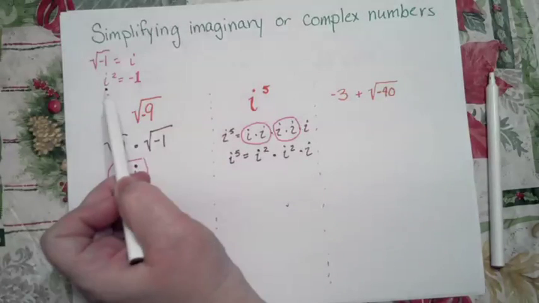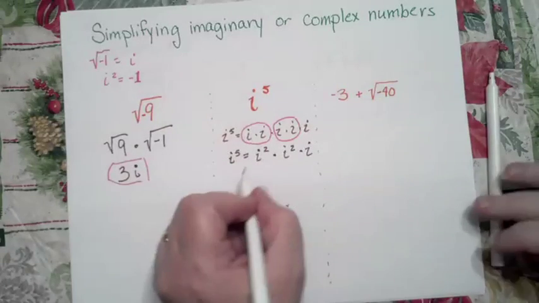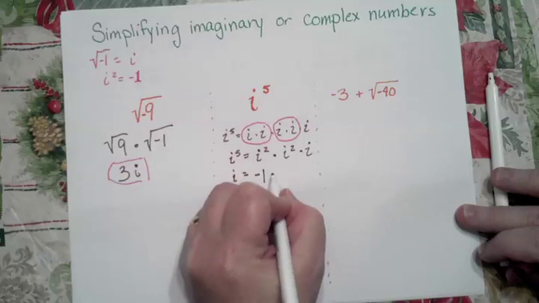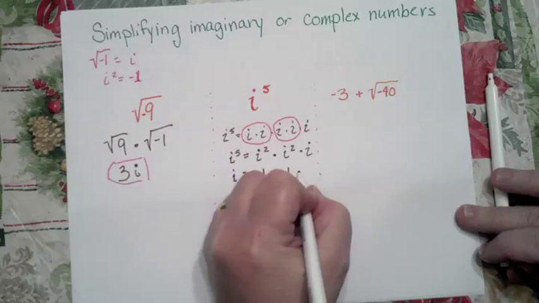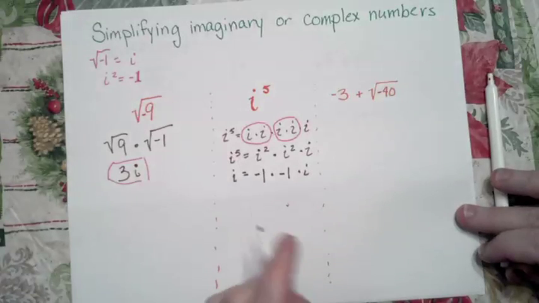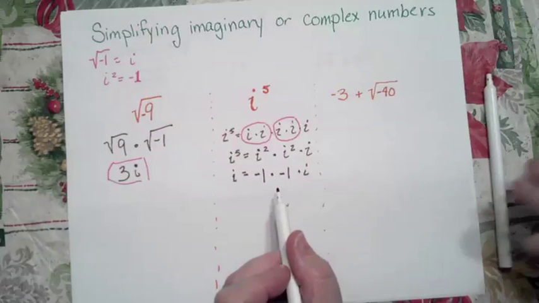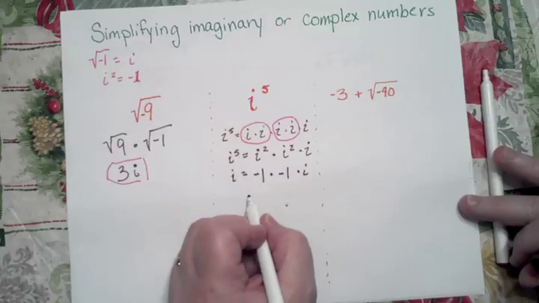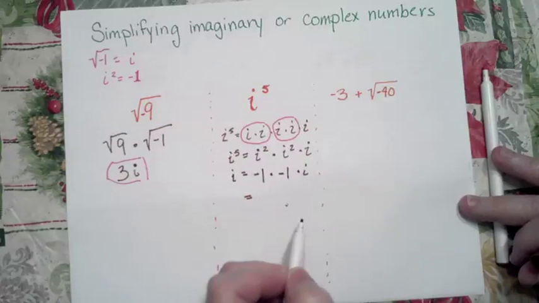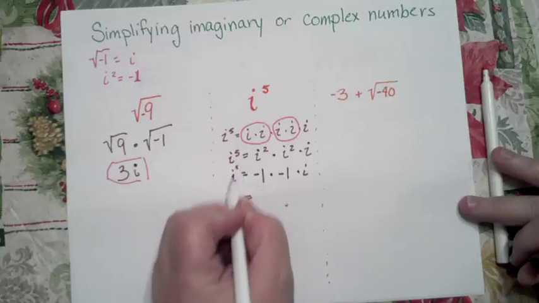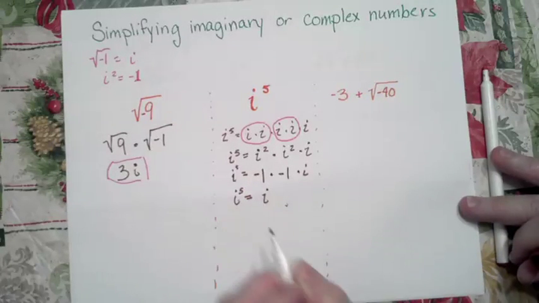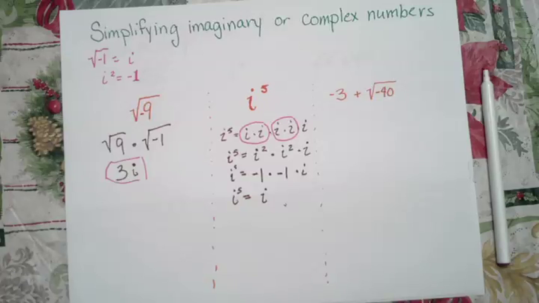However, we know that i squared is -1. So I can change this once again to -1 times -1 times i. Well, -1 times -1, negative times negative is a positive, is +1. +1 times i is just i. So i to the 5th equals i. Interesting, isn't it? But true.